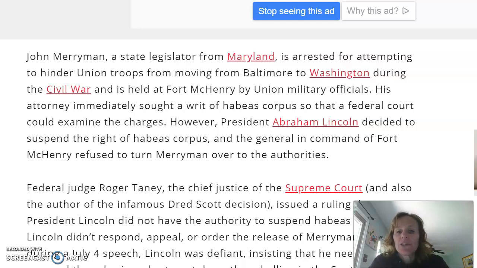So his lawyer said, no, you have to release him, because habeas corpus states that you cannot be held without probable cause, without being proved that you did something wrong. So Lincoln suspended the writ of habeas corpus in this case because he felt like John Merryman was supporting the Confederates and not the Union, and he didn't want that to happen, so they held him over.